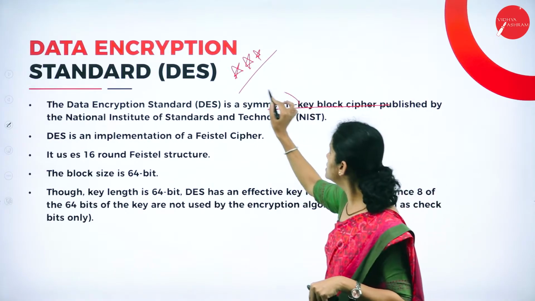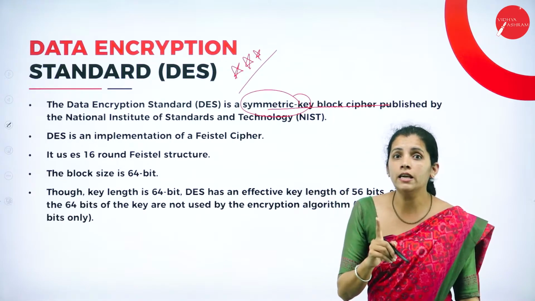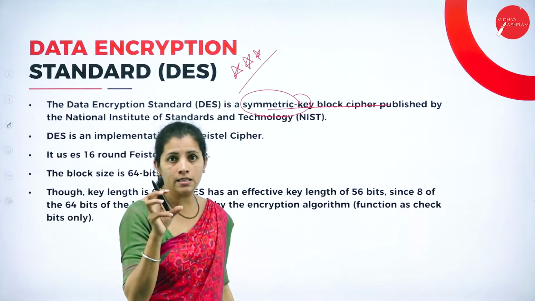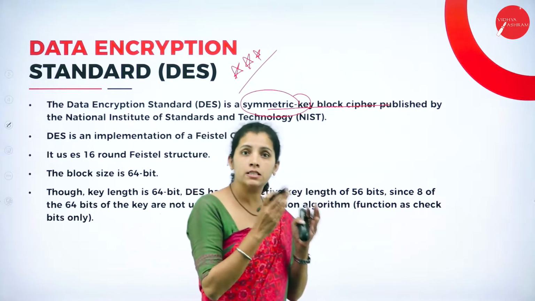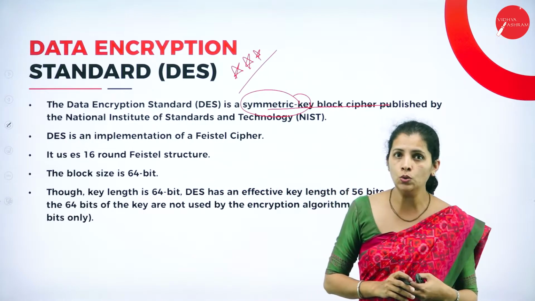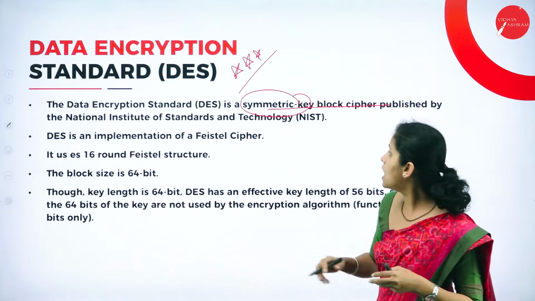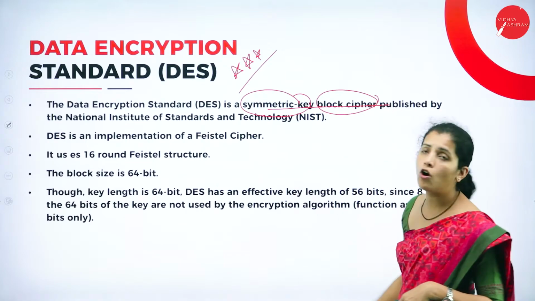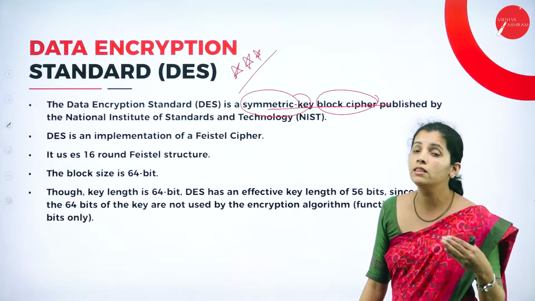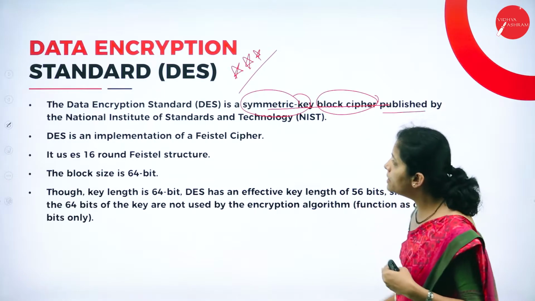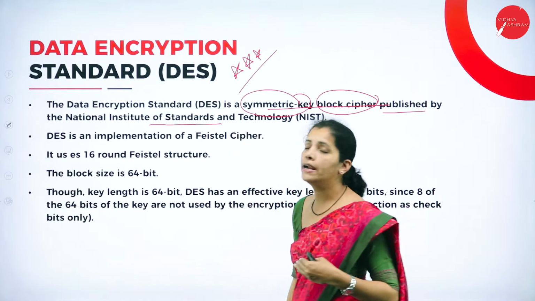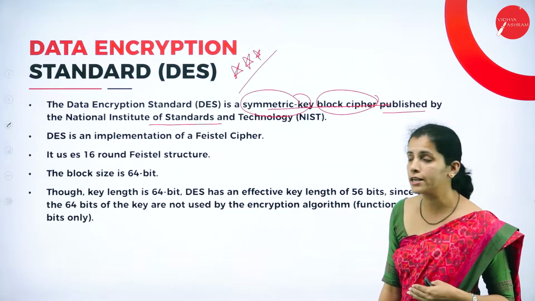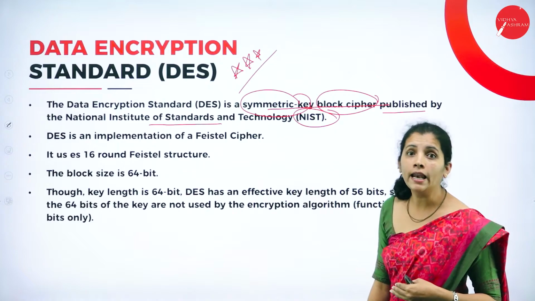Now tell me, what is symmetric key? That is, a single key is shared between sender as well as receiver. That means to encrypt any plain text, the same key is used, and to decrypt ciphertext, once again the same key is used, and that kind of cryptographic system is termed as a symmetric key block cipher. So here inputs are in the form of blocks. That means plain texts are treated in the form of blocks, and it was published by the National Institute of Standards and Technology. So in short, it is called NIST.